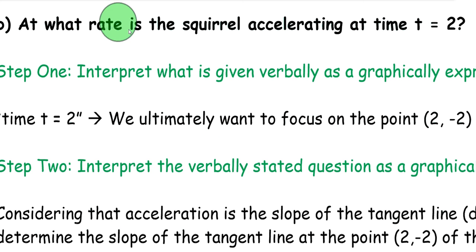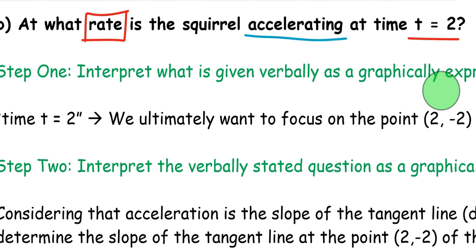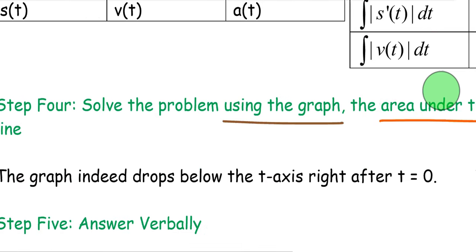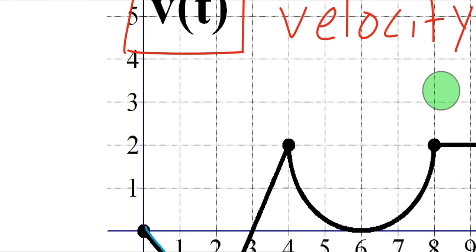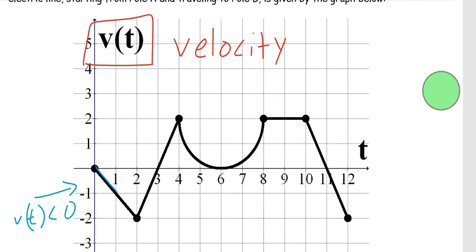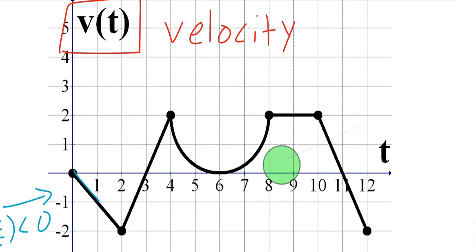At what rate is the squirrel accelerating at time t equals 2? So we are again going to look at the graph of this squirrel moving along the line and figure out, in this case, at what rate it is accelerating at time t equals 2. So pretty simple. Let's go back and look at the graph, and then we'll figure this problem out. We want to figure out what the acceleration of the squirrel is at time t equals 2.